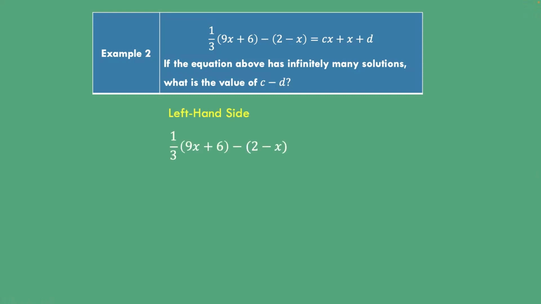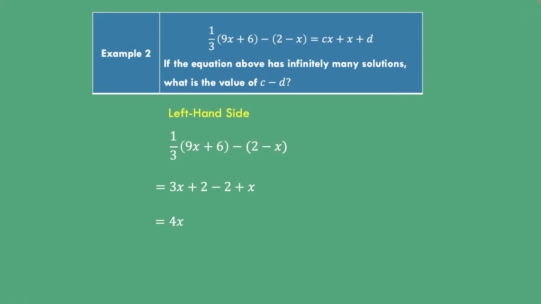First, we distribute the 1/3 into the first parenthesis and the negative sign into the second parenthesis. 1/3 times 9x gives us 3x, and 1/3 times 6 gives us 2. Negative times 2 is negative 2, and negative times negative x is positive x. So the left side simplifies to 3x plus 2 minus 2 plus x. Combining the x terms, 3x plus x equals 4x. Combining the constant terms, 2 minus 2 equals 0. So the left side simplifies to just 4x.